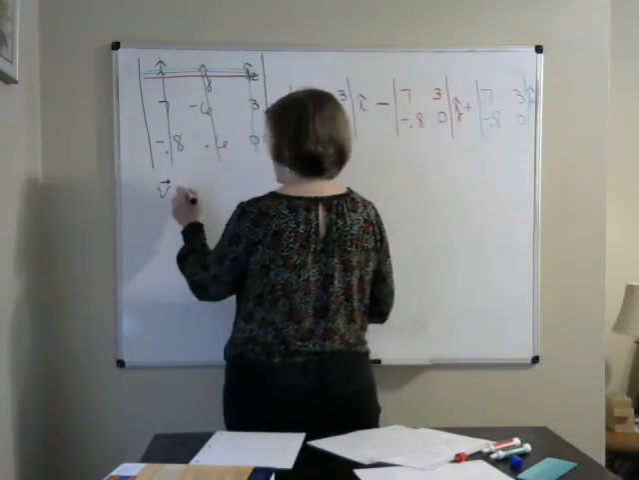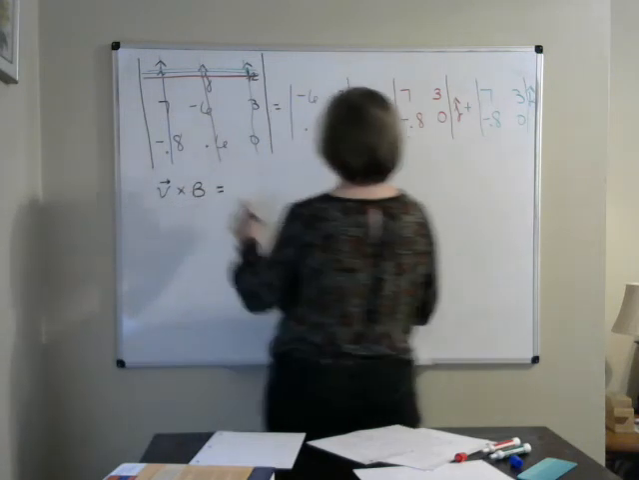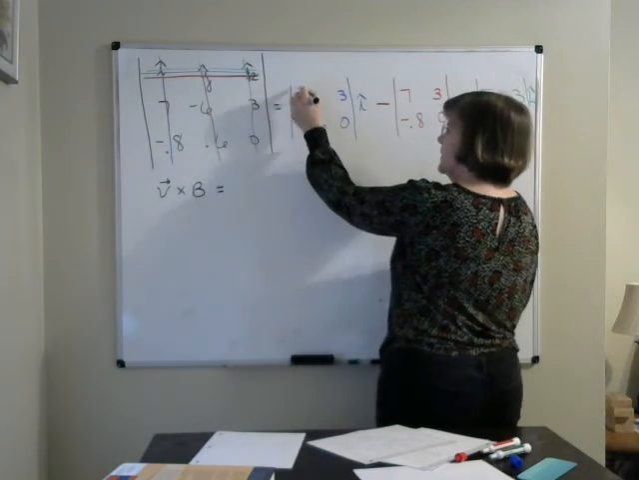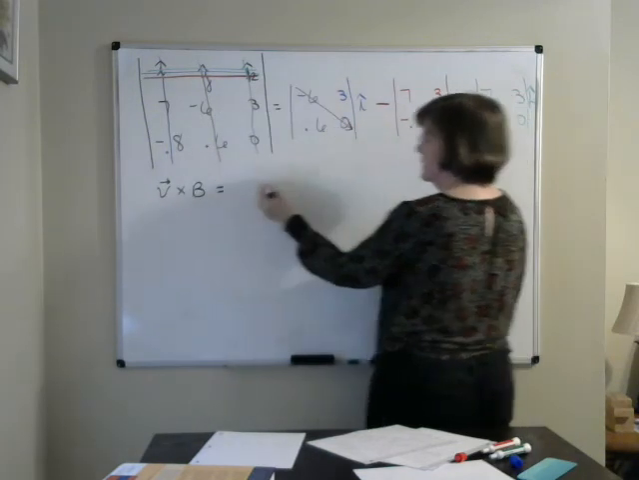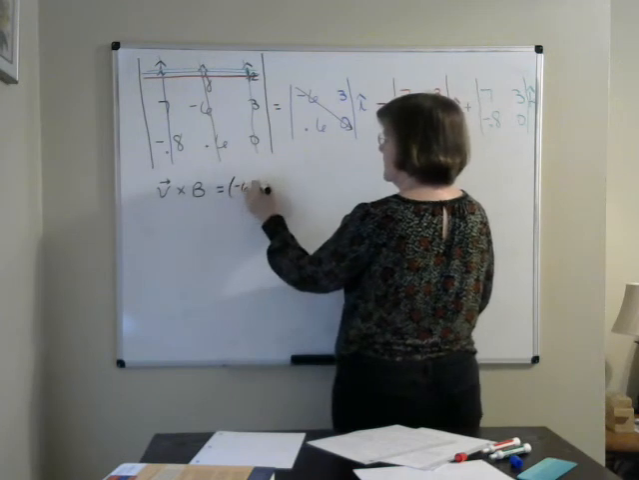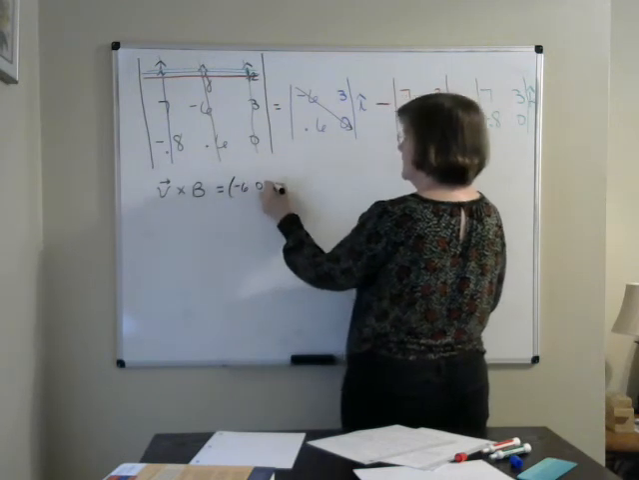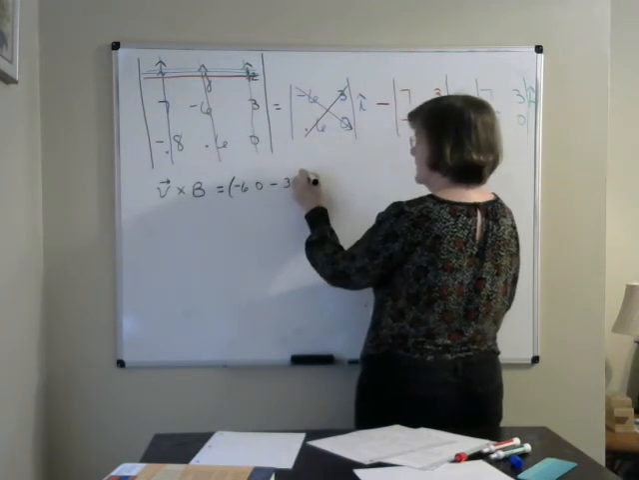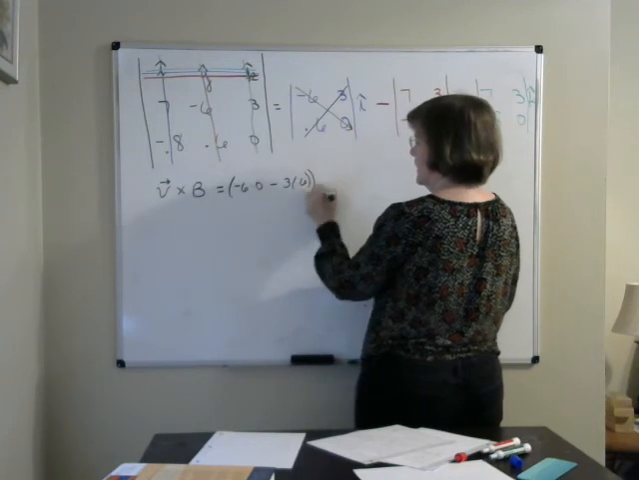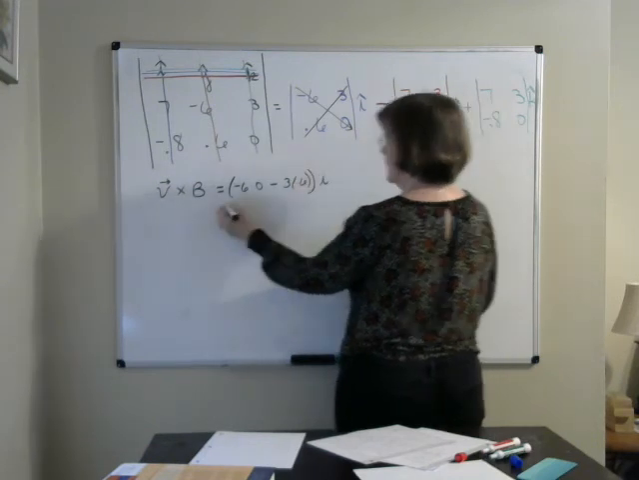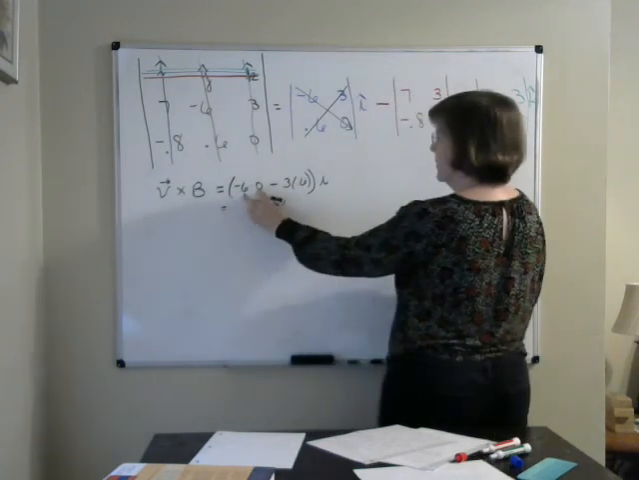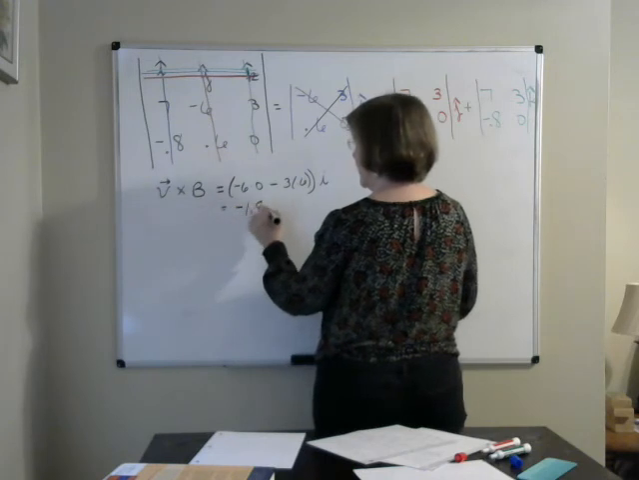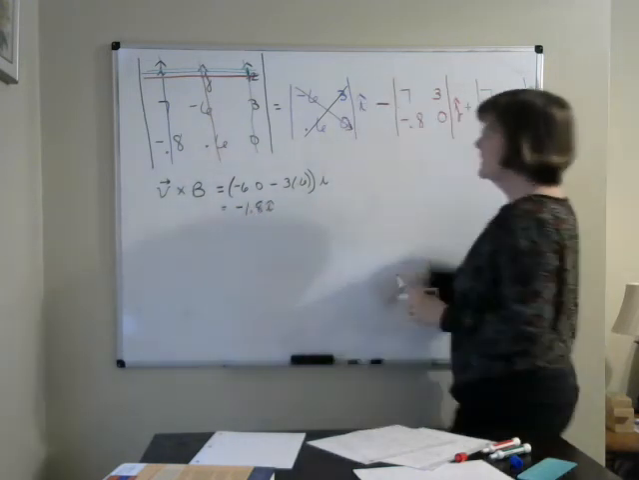V cross B. It's going to equal, when you do the determinants, you're multiplying negative this. So negative 6 times 0 minus this, 3 times 0.6, and that's going to be in the I direction. Well, that's 0. Minus 3 times 0.6, that's minus 1.8 I. So I did that determinant.